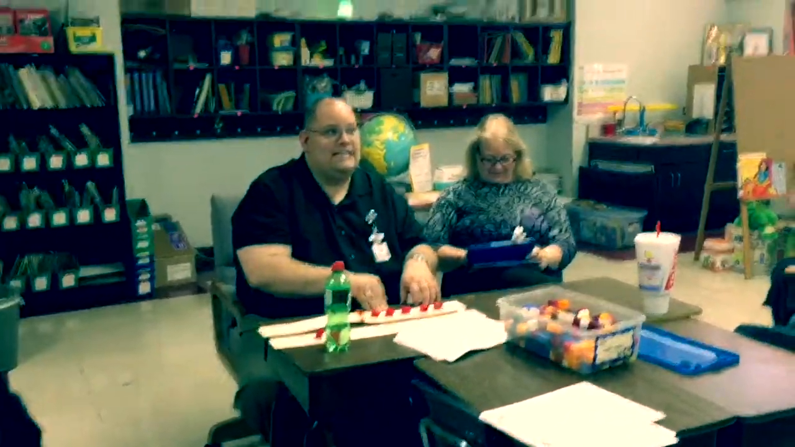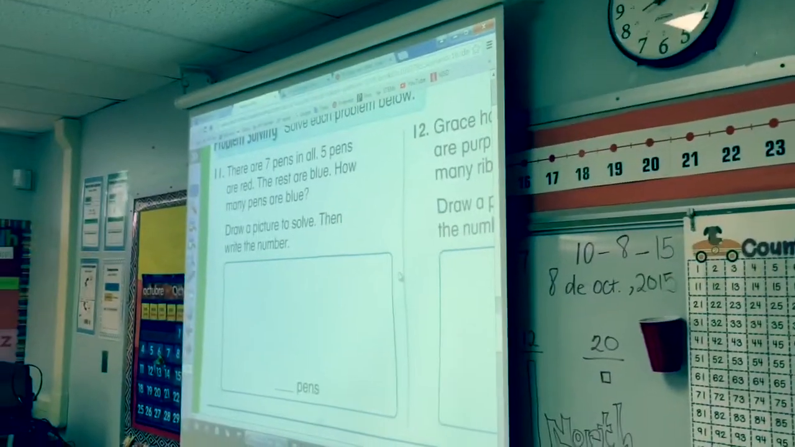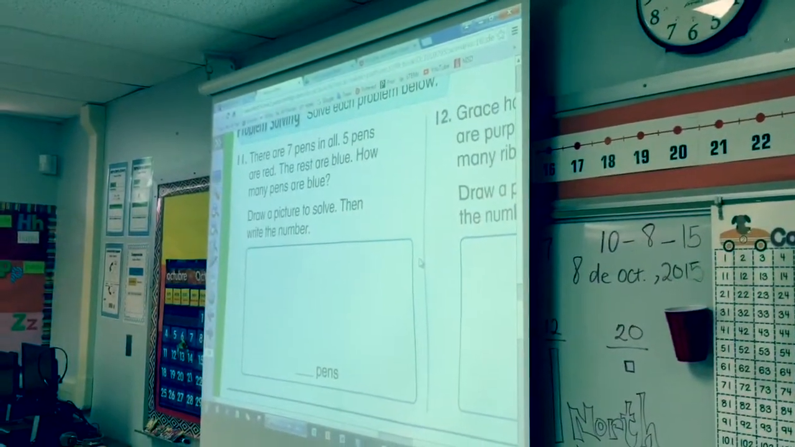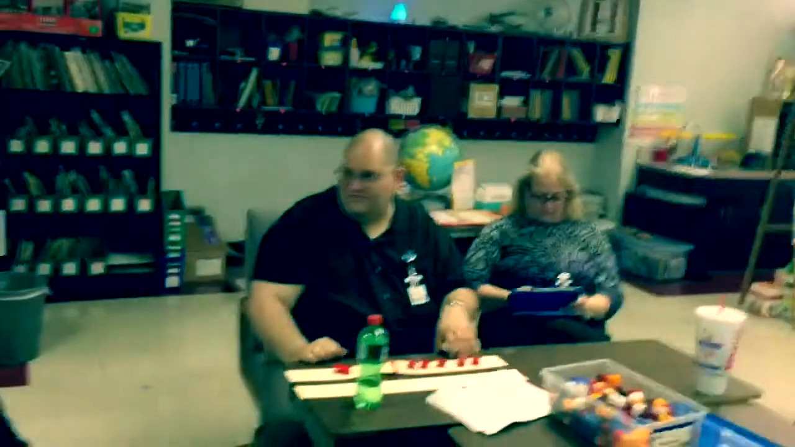So I've put this total in one part, right? Then it says how many pins are blue. Well, that's what I have left, right? So how many pins are blue? So I can put that here, right?